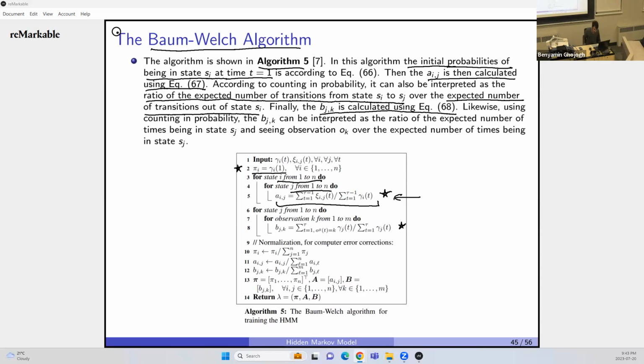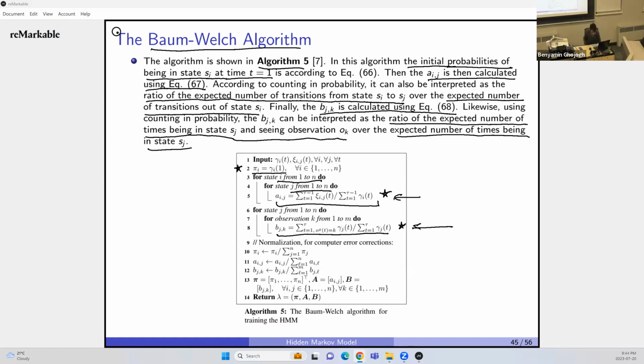Interesting. And likewise, bjk can be interpreted as a ratio of the expected number of times being in a state Sj and seeing observation Ok, over the expected number of times being in a state Sj. So the denominator says the number of times that I'm in state Sj, and the numerator is more restricted: I'm in the state Sj, but I also see observation Ok. Right? Very interesting.